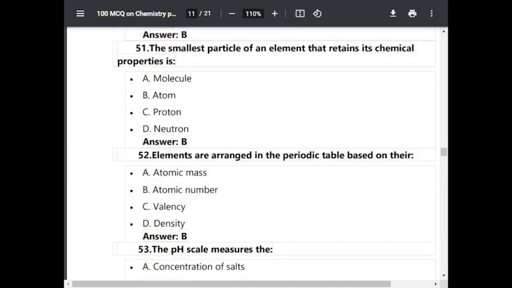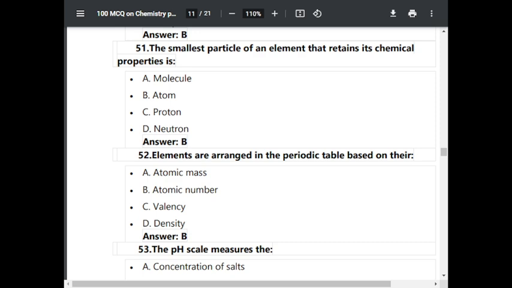Question number 51. The smallest particle of an element that retains its chemical property is. Option A molecule, option B atom, option C proton, option D neutron. The correct answer is B, atom. The smallest particle of an element that retains its chemical property is atom.